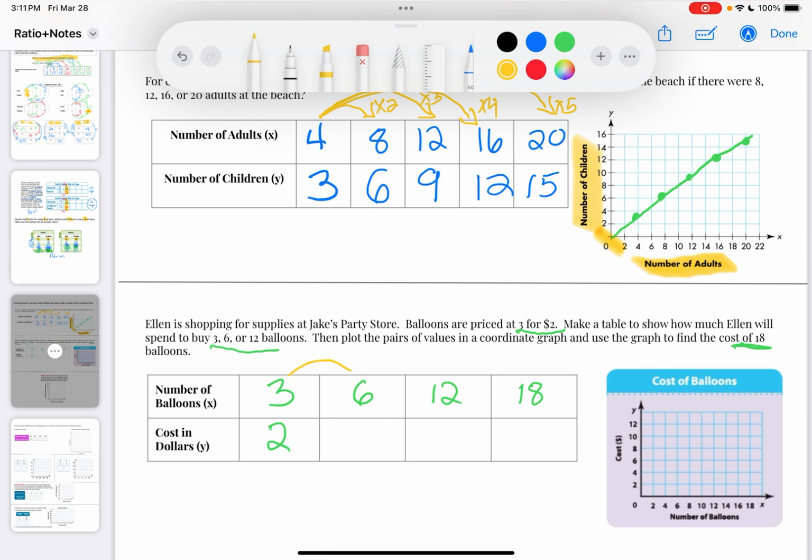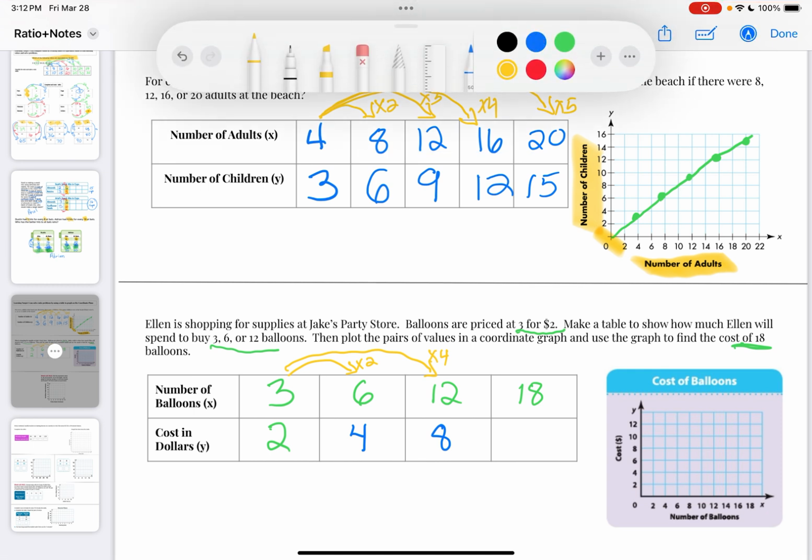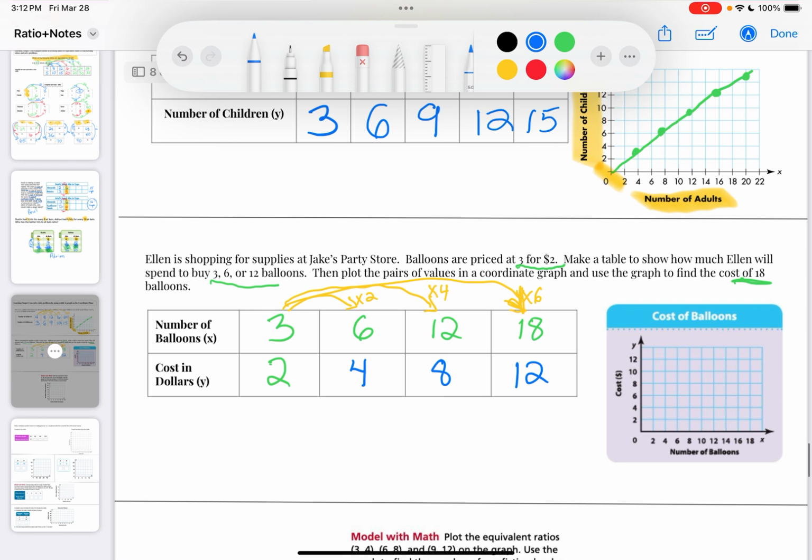So 3 times 2 is 6. So that means 2 times 2 is 4. 3 times 4 is 12, so 2 times 4 is 8. Then I have 3 times 6 is 18, so 2 times 6 is 12. All right, so let's graph that.